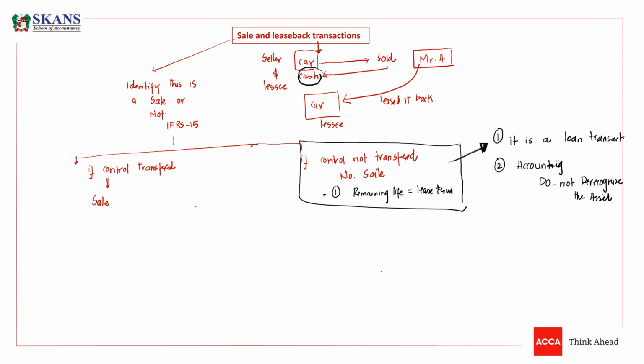And any cash received is a loan. Obviously there will be interest on the loan, and the loan will be dealt with under IFRS 9. Any cash received is equal to a loan, and for the loan we know we have to make an effective interest rate table: opening balance, then finance cost, then interest paid and closing balance. In other words, we need to book interest on the loan as well. So this is if the control is not transferred.